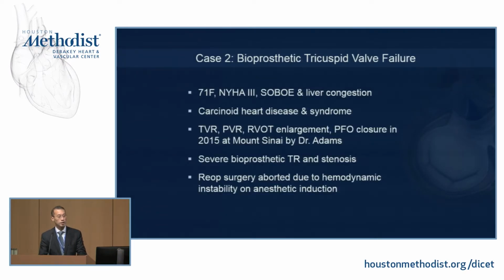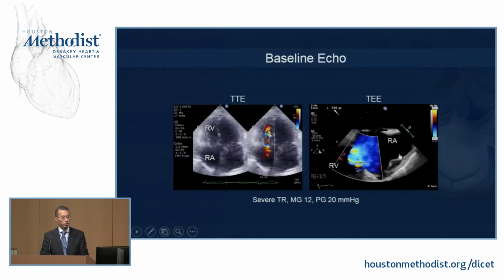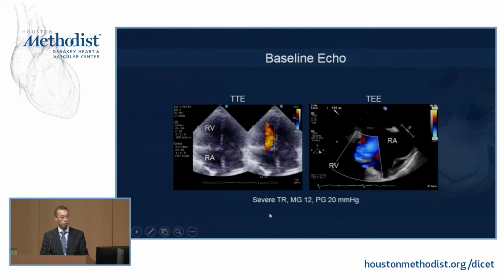So this is a case, for example, of a 71-year-old with carcinoid syndrome with previous double valve replacement and an RVOT enlargement, now coming back with prosthetic valve TR and stenosis. You can see here the gradient across the tricuspid valve was 12 with a severe TR.